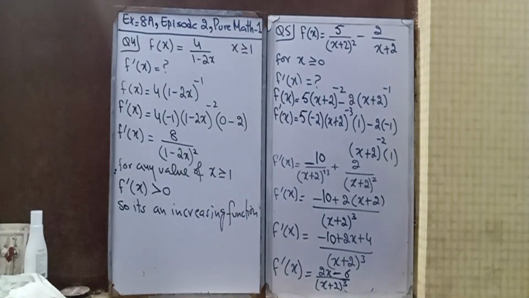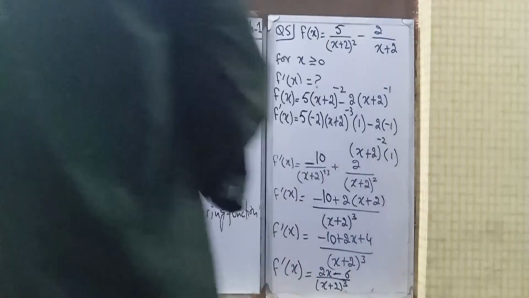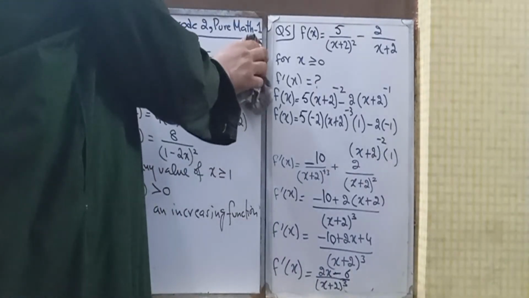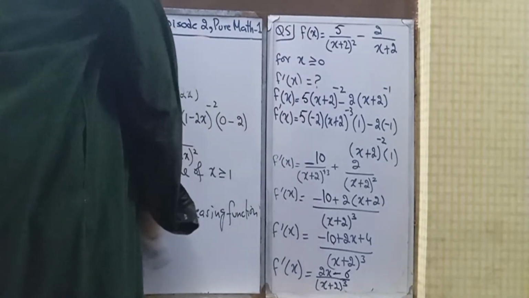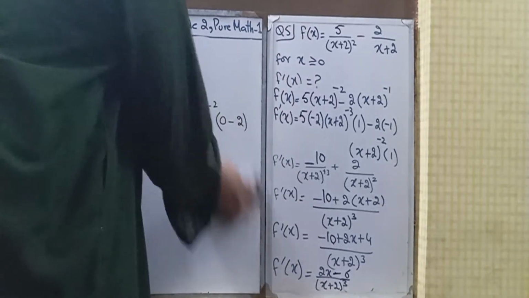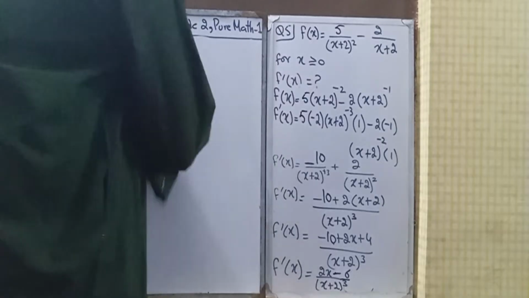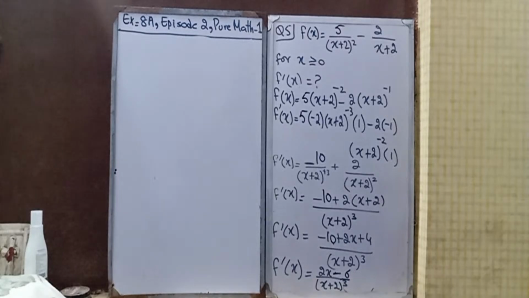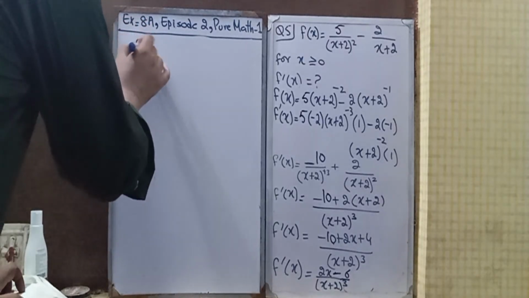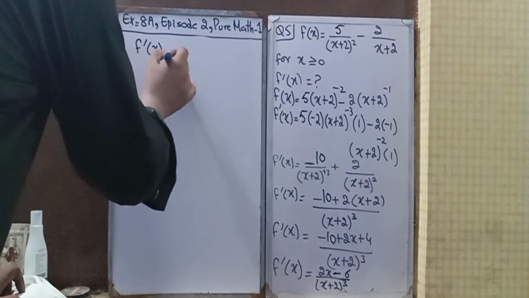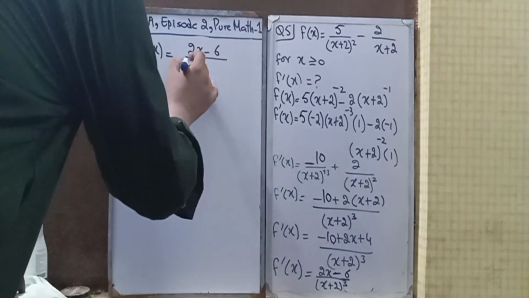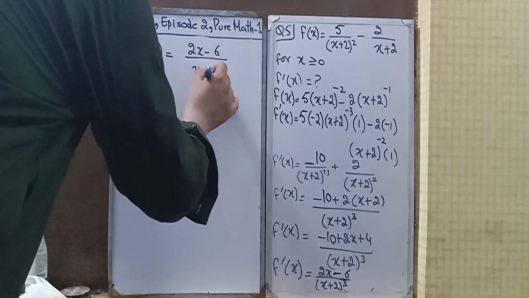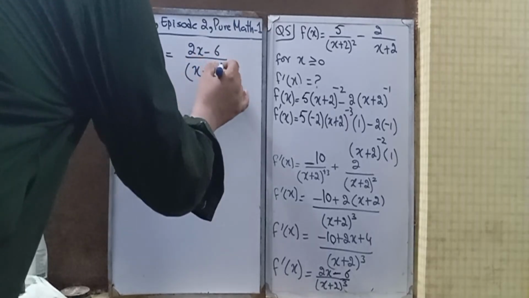When I noted down the question, I by mistake wrote here 2. This was basically 5. So let me bring it here and let me explain to you whether this is an increasing function or decreasing function. So you see what happened here. The answer of my derivative is 2x minus 6 divided by x plus 2, the whole thing raised to power 3.